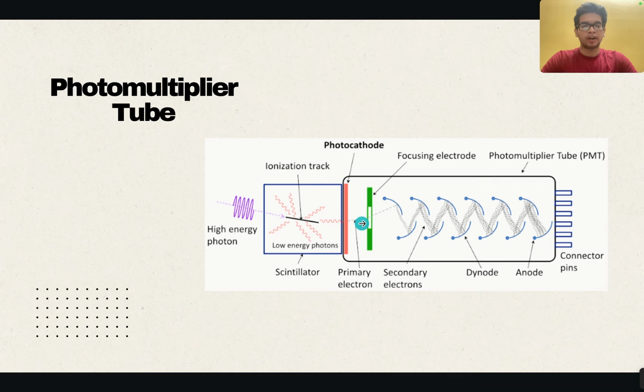Let's say one electron hit this dynode and created four electrons, so these four electrons will hit the second dynode and create 16 electrons, and this process will happen till there are a lot of electrons at the last dynode.